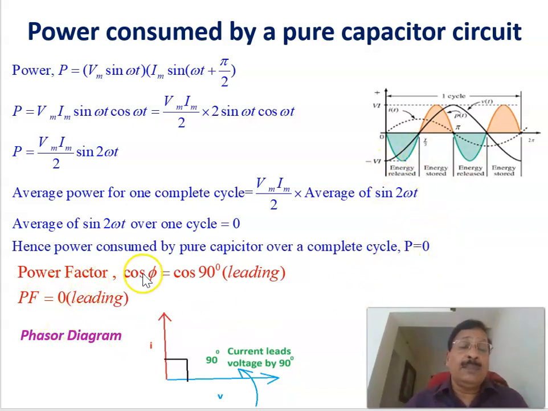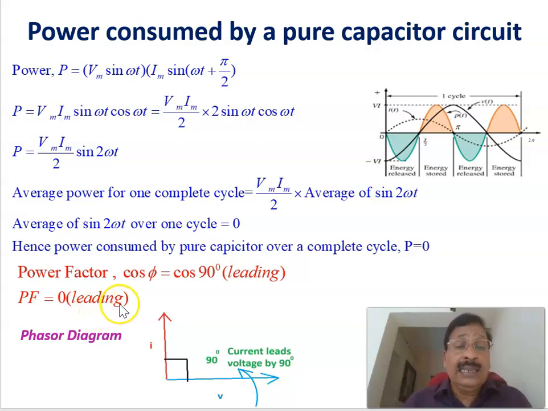Looking into the power factor, one definition is the cosine of the phase angle between voltage and current. Therefore, it is equal to cos phi, and since the current is leading the voltage by 90 degrees, cos 90 leading, which is equal to 0. Zero power factor leading. We call it ZPF leading. For a pure capacitive load, the power factor is ZPF leading.